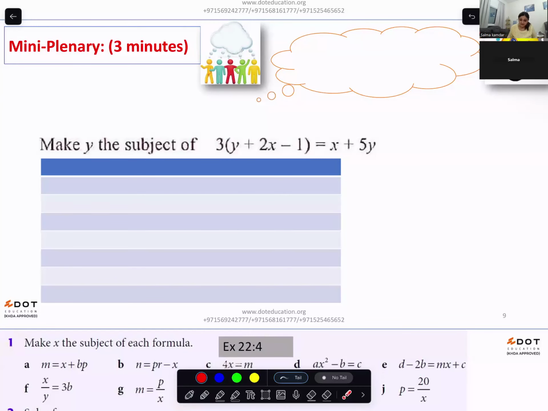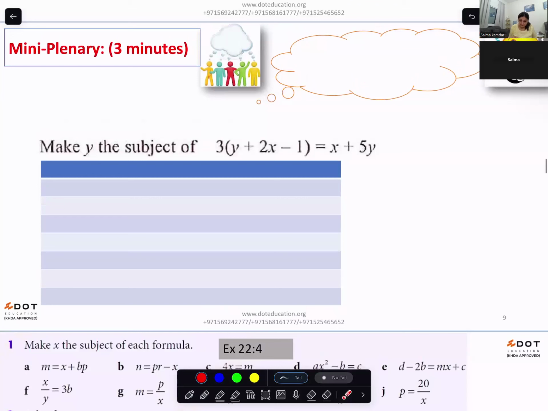Now there is a short question for you. Make y the subject of this question. This is the question for you. Pause the video, try to do it yourself, and then come back. I want to make y the subject. How do I make y the subject? y has to be on one side, and this is in brackets. So what I will do is first open the bracket.